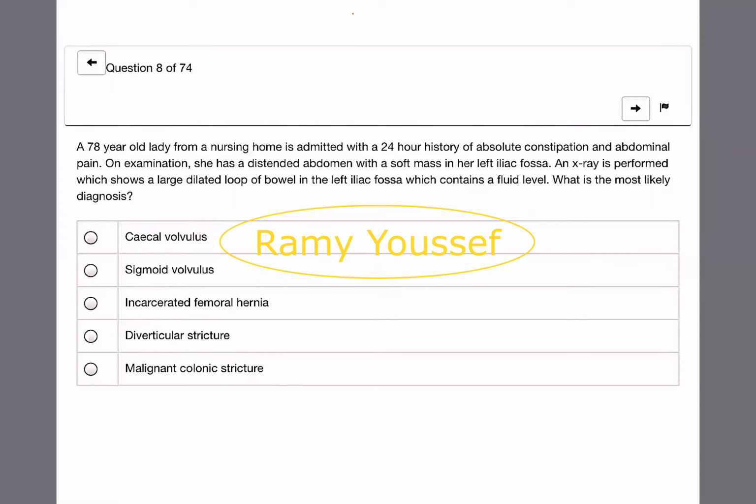Exactly. In this scenario, an old patient with absolute constipation and a long history of constipation, a soft mass on the left side with a fluid level, I think she will be obstructed. And with this fluid level, cecal volvulus, no, it does not happen. Sigmoid volvulus, yes. Incarcerated femoral hernia, no.